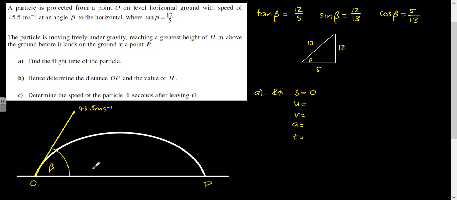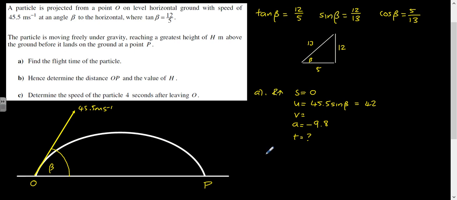That's purely vertically. The initial velocity, remember, is our component of the 45.5. So we've got 45.5 multiplied by sine beta, which is 45.5 multiplied by 12 over 13, which is 42 meters per second. The final velocity, we're not interested in. We're not being asked about the speed when it hits the ground, so we're not interested in this at all. The acceleration is minus 9.8 as ever, and the time is what we've been asked to calculate.